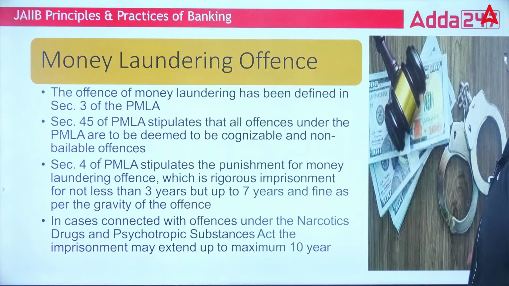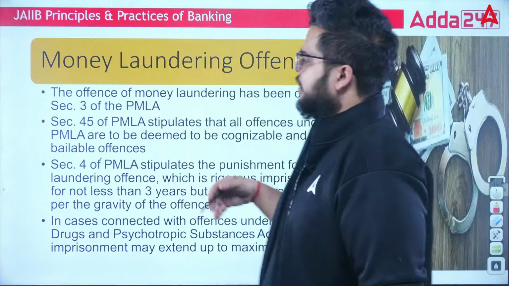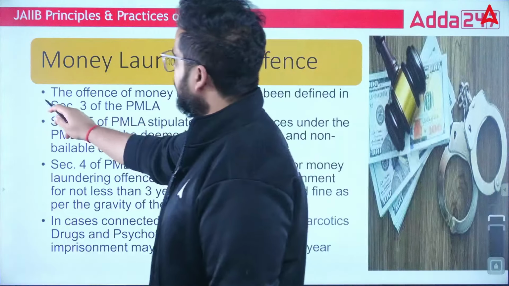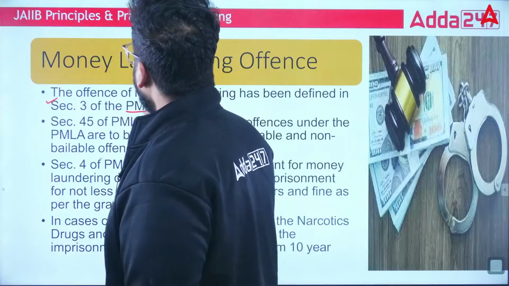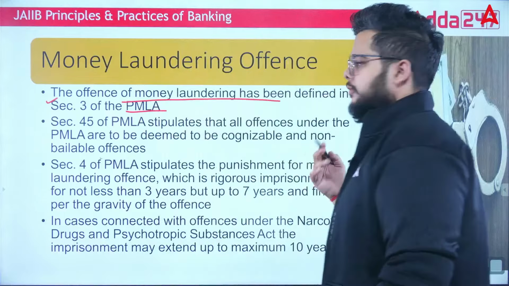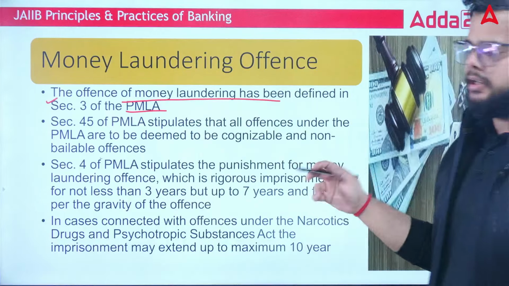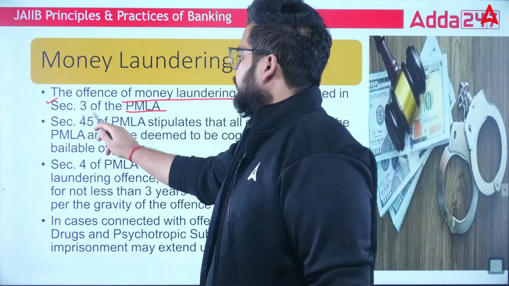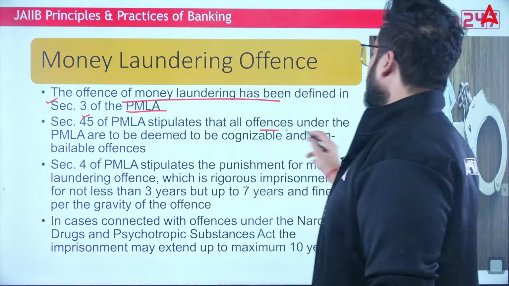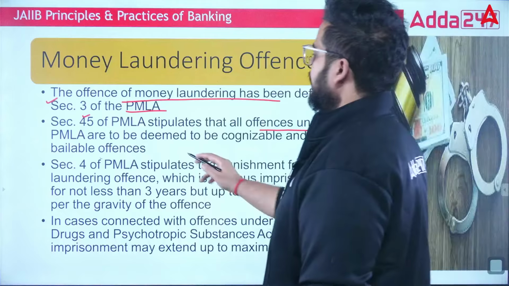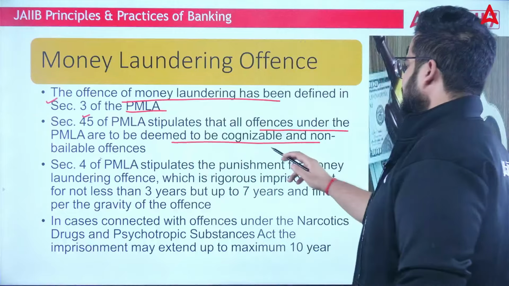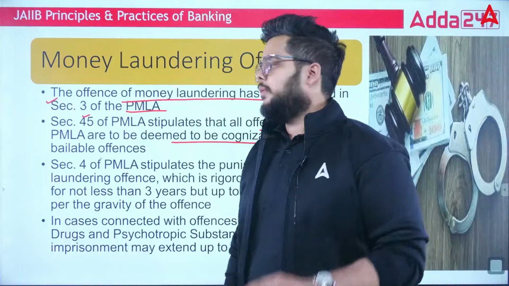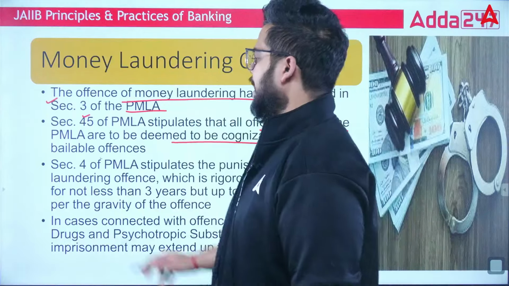The more important thing is the money laundering offense. What are the basic characteristics? First of all, sections are important. So section 3 of PMLA talks about the offense of money laundering. Fine, it has a clear-cut definition. Section 3, Prevention of Money Laundering Act. Section 45 stipulates that all the offences under the PMLA are to be deemed cognizable and non-bailable. So always remember, cognizable as well as non-bailable offences these are.